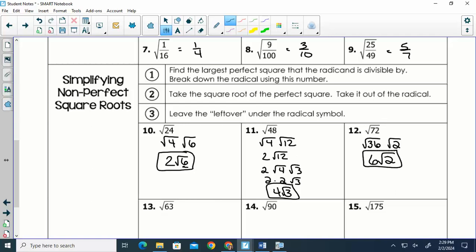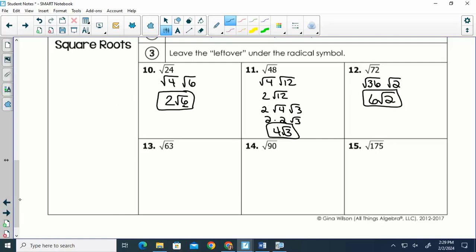Okay. I want you guys to take a couple minutes and try the next few. So, just practice problems, and when I look at 63, I'm going to my list of perfect squares, looking for something that divides it evenly. So what is one of my perfect squares that would work? 9. So we know 63 divided by 9 is 7. All right. What is the square root of 9? 3. So that comes out of the radical. Can you do the square root of 7? No. So that stays.